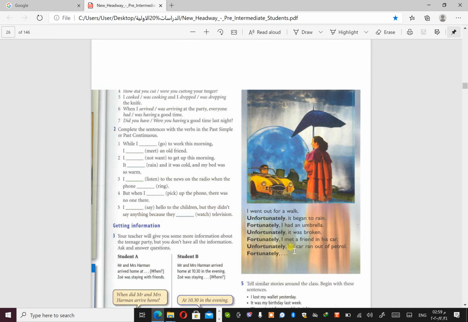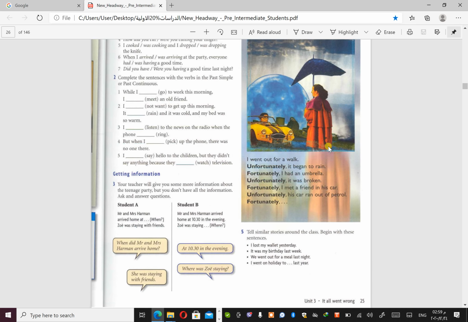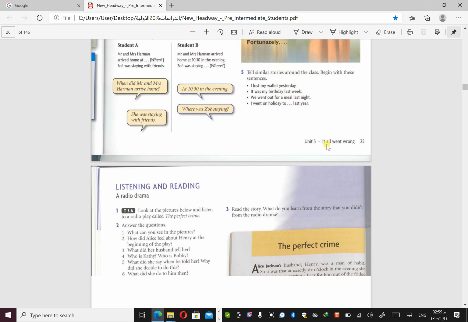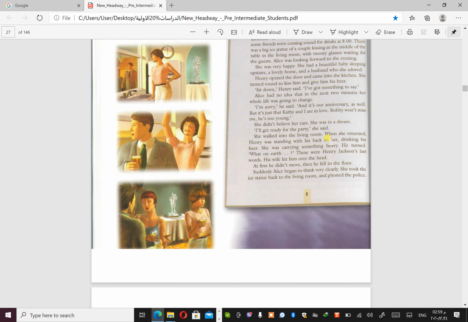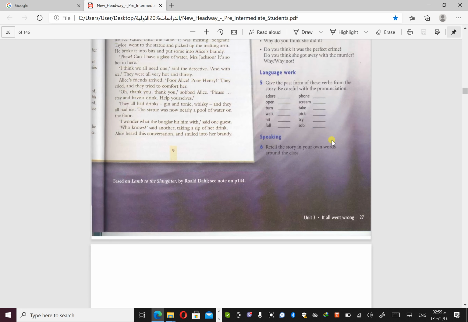Okay, so we use these to give more strength to your sentences. Okay, تعطي بعض من القوة بالمعنى للجمل اللي انتو تقولوها او تكتبوها. Okay, yeah, so this is the most important thing that you have to look for.